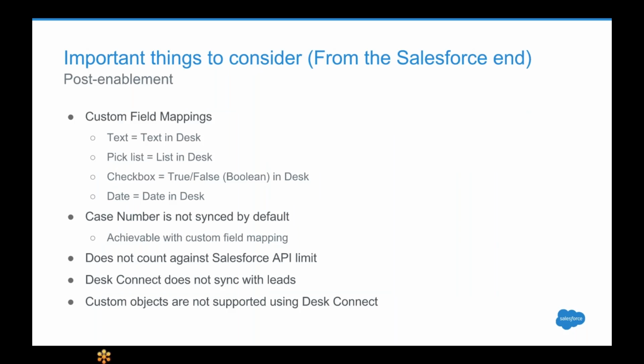From the Salesforce end, you have custom field mapping. I'm just going to go over that real quick because it's all covered. Custom field mapping: text to text, pick list to list. So what you call a pick list in Salesforce can be a list in Desk. A checkbox type field in Salesforce is like a Boolean, like a true and false field in Desk, and a date maps to a date in Desk. Make sure that you select date and not date and time, because that's what we don't map in Desk.